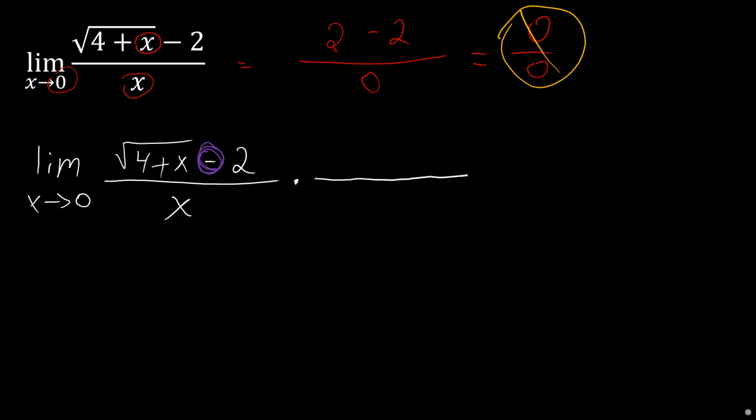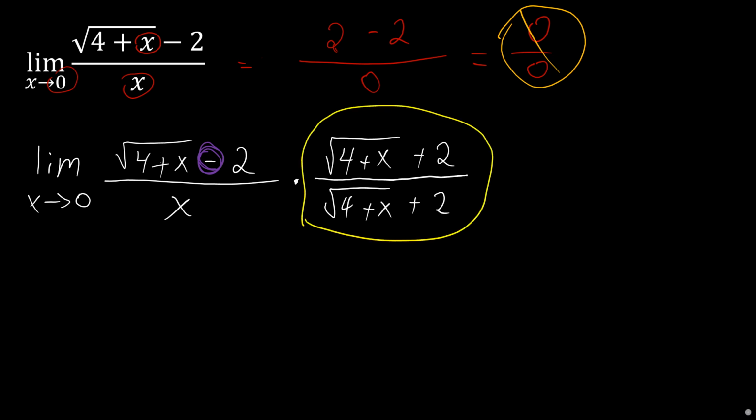So this would be the square root of 4 plus x plus 2. And then whenever you manipulate an expression like this, you have to essentially multiply by 1 without changing it, but it would be multiplying it by 1. So what I'm going to do is put the square root of 4 plus x plus 2 here on the bottom. So all of this is equal to 1.